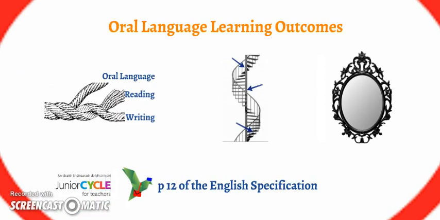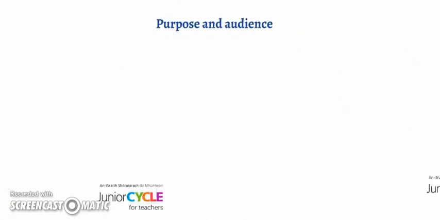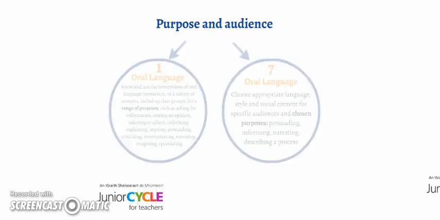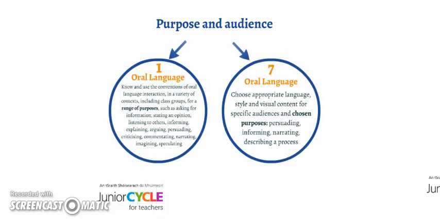And now we're going to take a closer look at the specific oral language learning outcomes from the specification. There are 13 of them, and you'll see that some of them group together quite naturally because they have certain things in common. So the focus on purpose and audience, who you're speaking to and why you're speaking, is clear in learning outcomes 1 and 7. To know and use the conventions of oral language interaction in a variety of contexts for a range of purposes is there in number 1. And to choose appropriate language style and visual content for specific audiences and chosen purposes, and there's a few examples given there, is there in number 7.